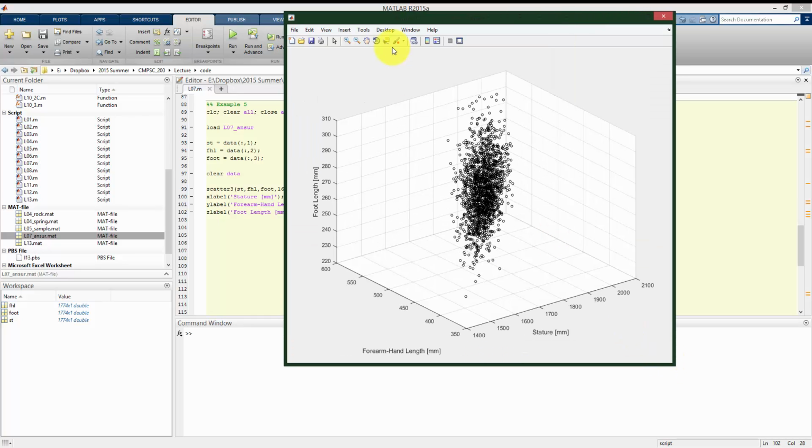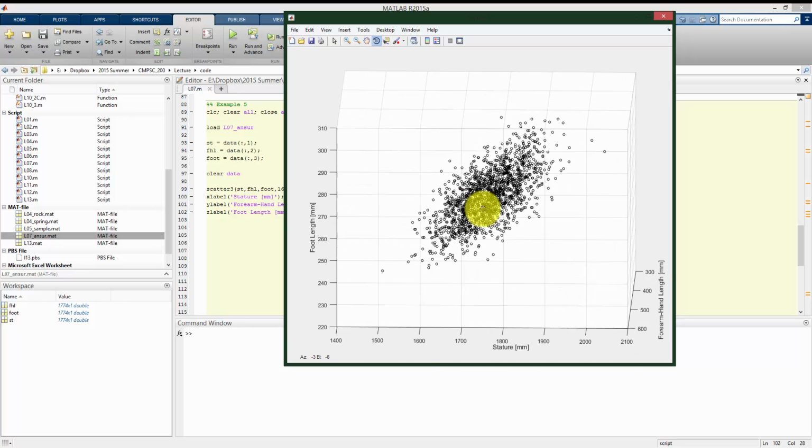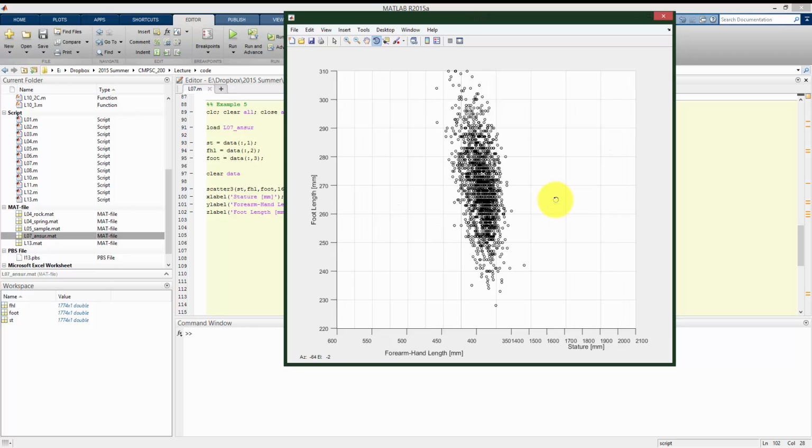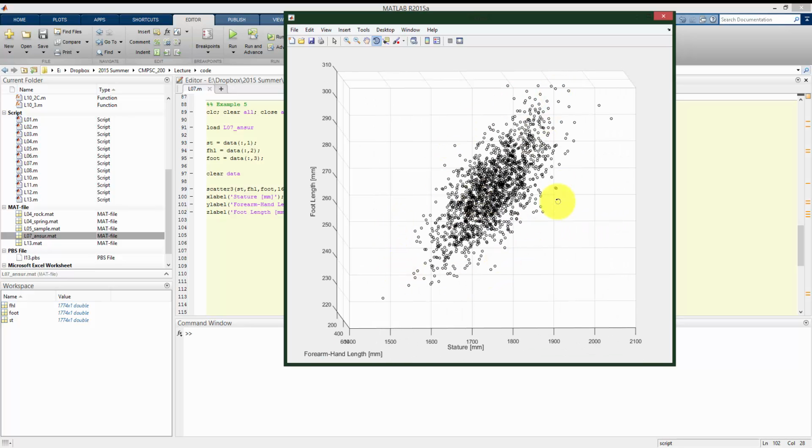Alright, so I get this cloud of data out of it. Again, I have three measurements I'm making. I'm trying to find, if I only know stature and forearm length, my best estimate as to what someone's foot length is. So from these 1,800 or so observations, I see that this data cloud has kind of this elongated shape here.